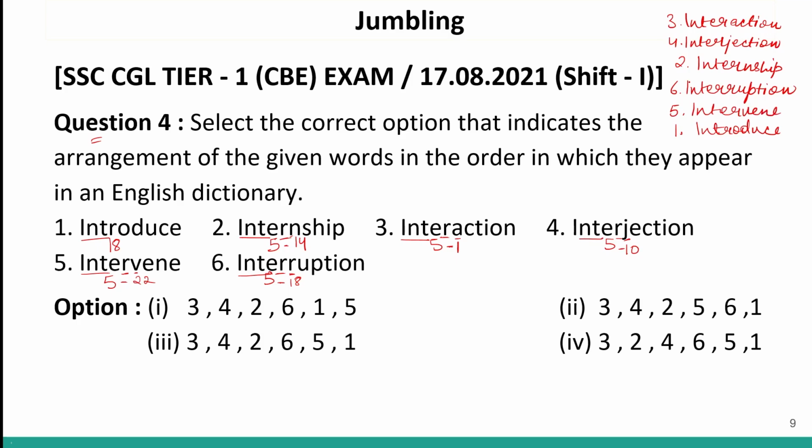So the correct order will be 3, 4, 2, 6, 5, 1, which is given in option number 3. So option number 3 will be your correct answer to this question. Clear?